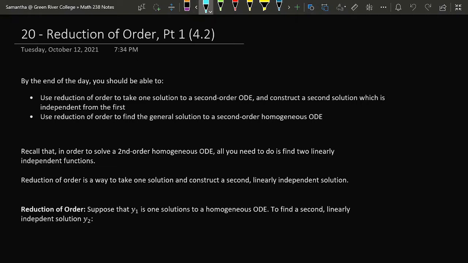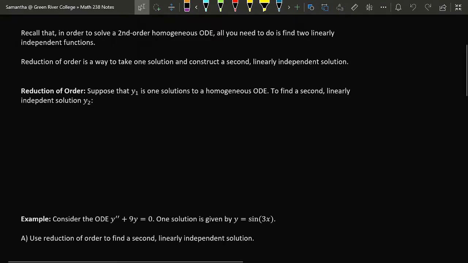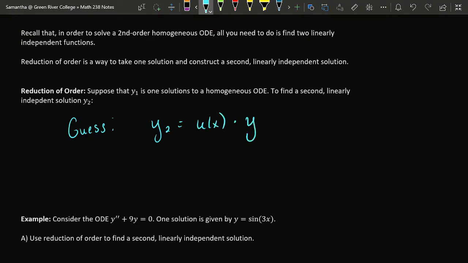So if you can find just one solution to a second order differential equation, then you can use reduction of order to get the second solution. And then with those two linearly independent solutions, you can construct all possible solutions. So the technique is to guess that the second solution has the form some function times your first solution. Guess that the second function is equal to u of x times your first solution.